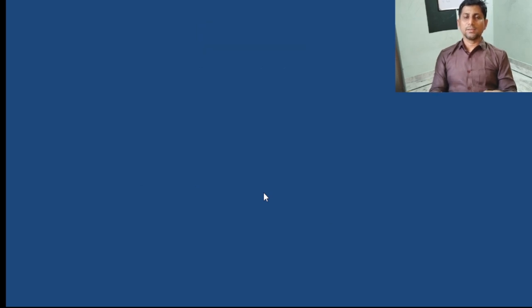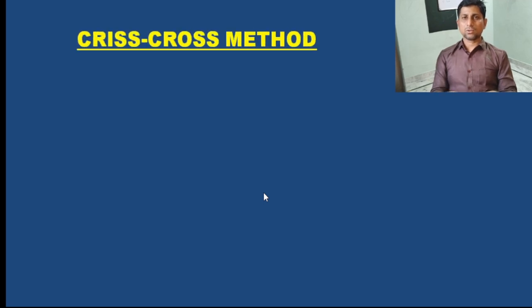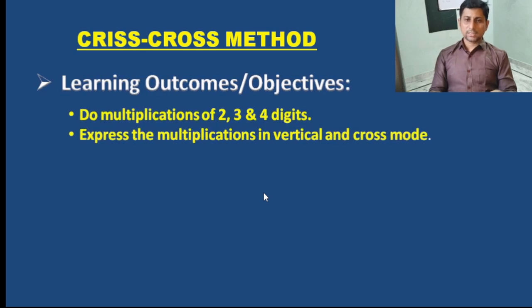Let's see today's topic, one of the multiplication methods, that is the Criss-Cross method. This method can also be called the vertical, horizontal, vertical and cross multiplication method. In Vedic maths, it is the vertical and cross multiplication method. It can also be named the Criss-Cross method. See what the Criss-Cross method is and how you can do multiplication using it.